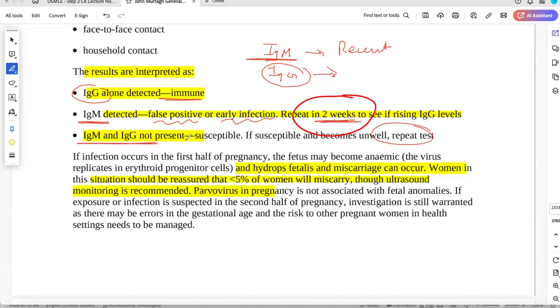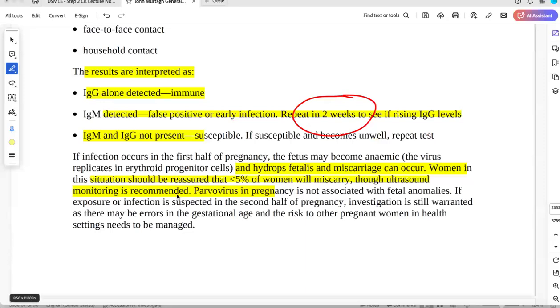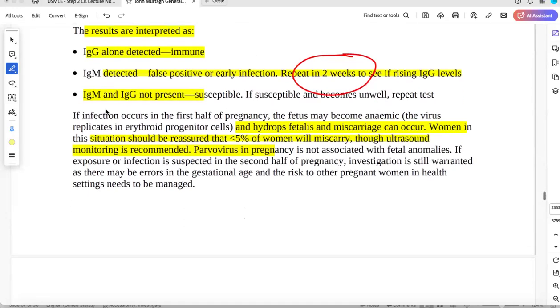Okay, that's very important to remember because it comes in exam. So always remember, if a pregnant patient comes in contact with an infected patient, then you would need to do this serology test, IgM and IgG. If IgG positive, that means the patient is already immune. If IgM positive, you have to repeat the test. If both negative, still you have to repeat the test. So if, let's say, the pregnant mother is infected with parvovirus in the first half of pregnancy, the fetus has a risk to develop hydrops fetalis and anemia.